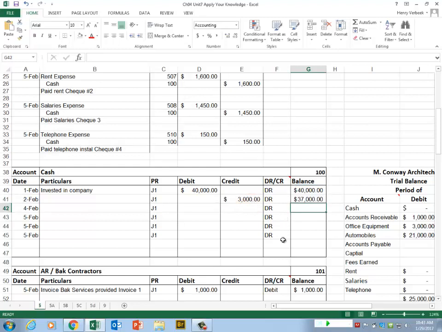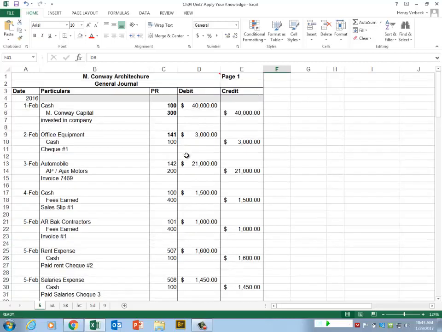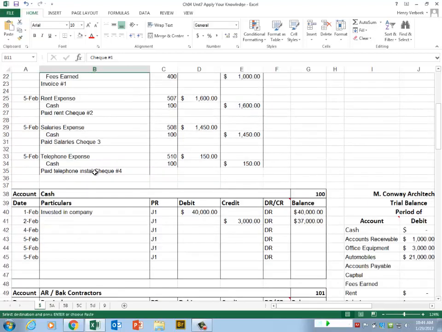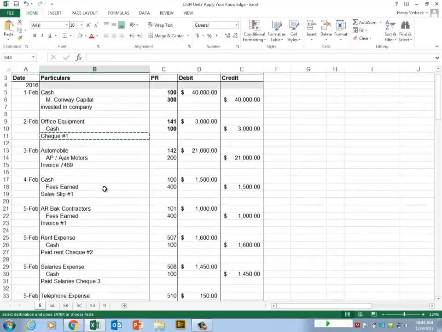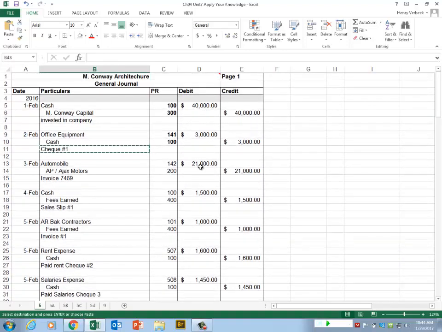Now, this is where a lot of people make a mistake. They think, oh, we just put in a credit, so we have to do CR. The DR, or debit, is telling us that the balance is a debit. So even though you put in a credit, the balance is a debit. It stays as a DR. So there's my $3,000 in here. Control B to say that I've put that in. And it should be Control C is check one, and Control V. All right, the next one, automobile, $21,000 in 142, and it's invoice.